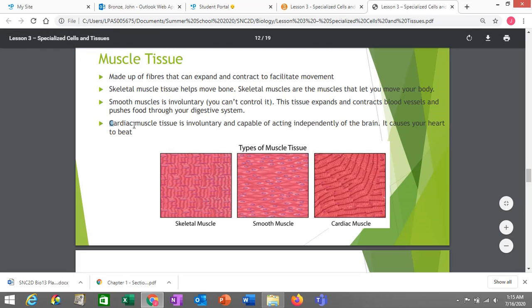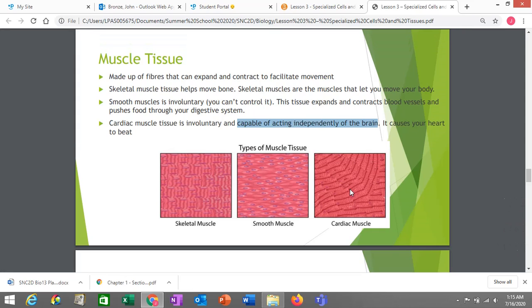Okay, what else? We have cardiac muscle tissue. Like smooth muscle, this is involuntary, but what's different about it is that it's capable of acting independently of the brain. Your cardiac muscle is what we call myogenic. It can generate its own impulses that control it. It can operate on its own. And these are the muscles responsible for causing your heart to beat. Now your brain can play with this a little bit by sending messages to tell your heart's beat to speed up or slow down from where it was. But the actual beat itself can be generated just from muscles.